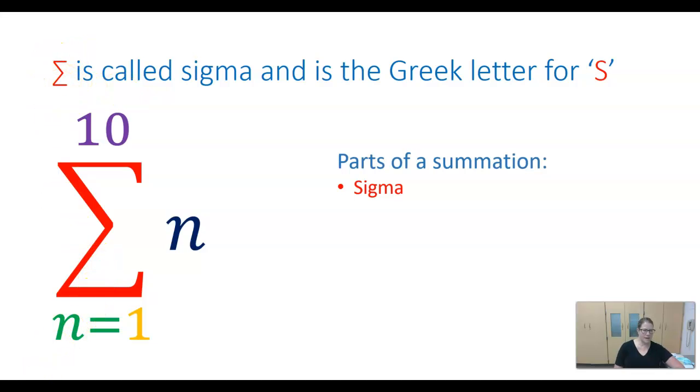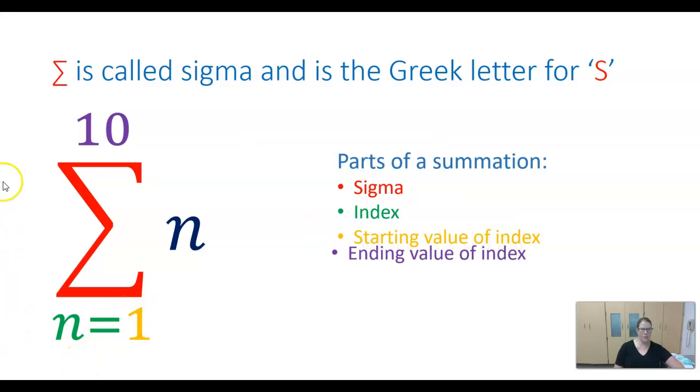That's called the sigma. The index is in green here. So n tells me what number I'm going to be starting with, and it goes up to what number I will be ending with. But n is called the index, okay? So our yellow number here, again, is the starting value of our index. And the purple number up here is our ending value of the index. It means we're going from 1 up to 10. And we just count as normal from 1 to 10. So 1, and then 2, and then 3. We'll start at 1, and we'll keep counting until we get to 10.